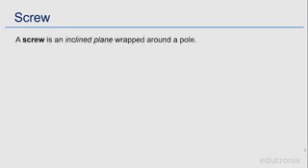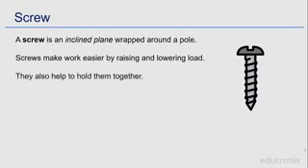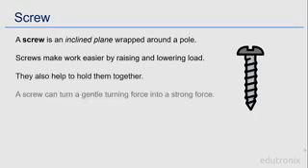Let's now consider screws. A screw, technically speaking, is an inclined plane that is wrapped around a pole. Screws help to raise or lower loads or objects. They also help to hold two objects together. A screw can help to generate a great turning force when one applies even the slightest movement or turning.